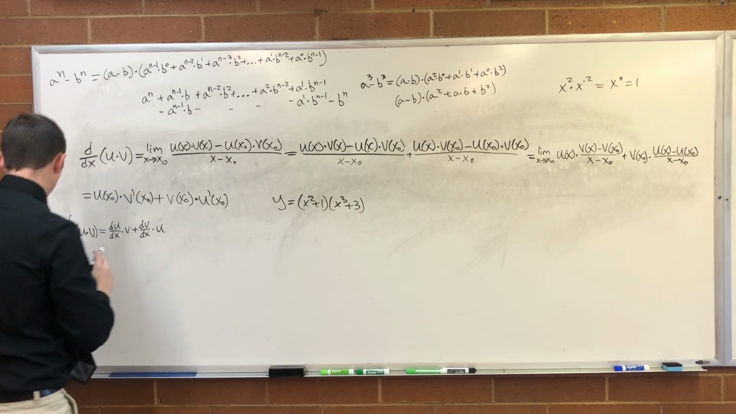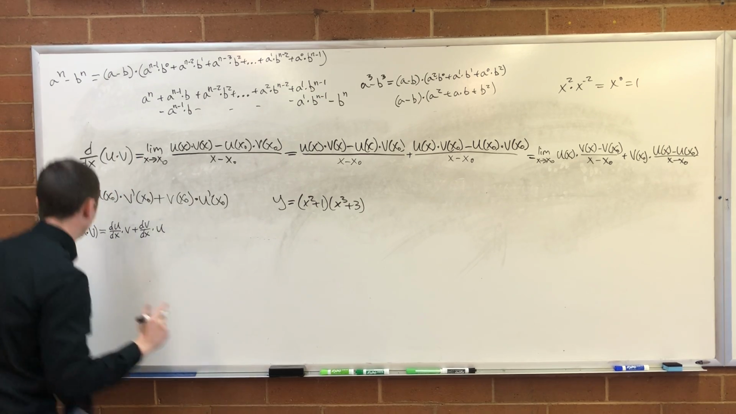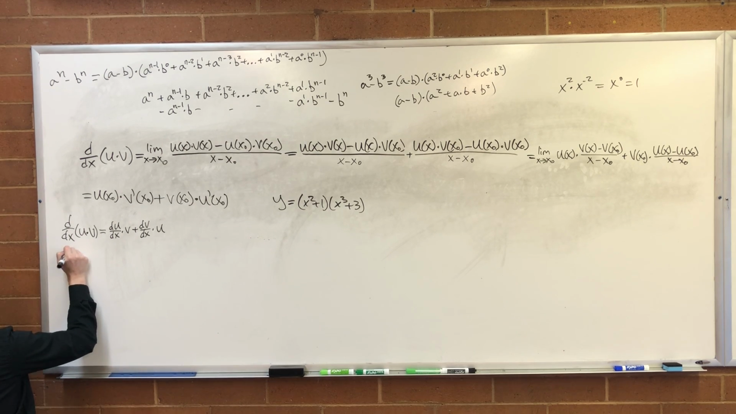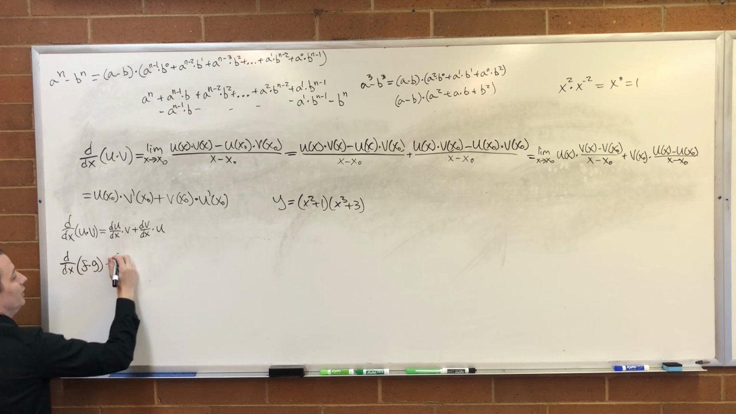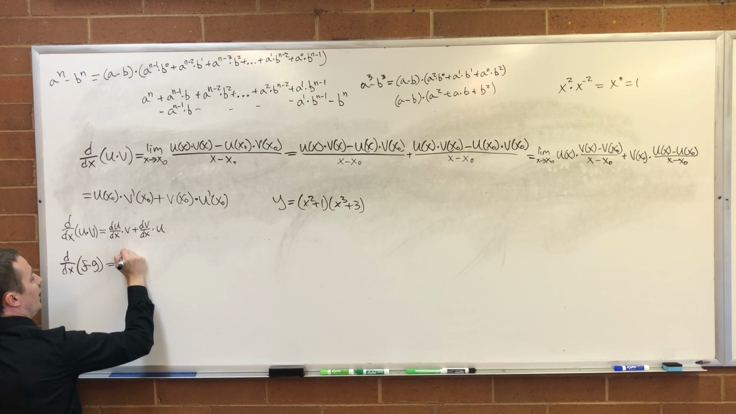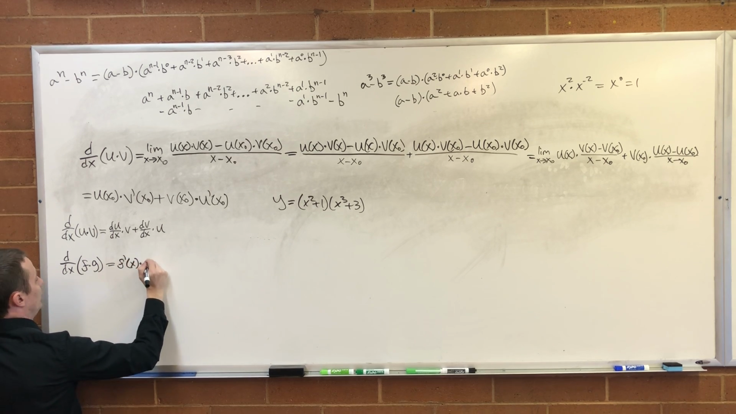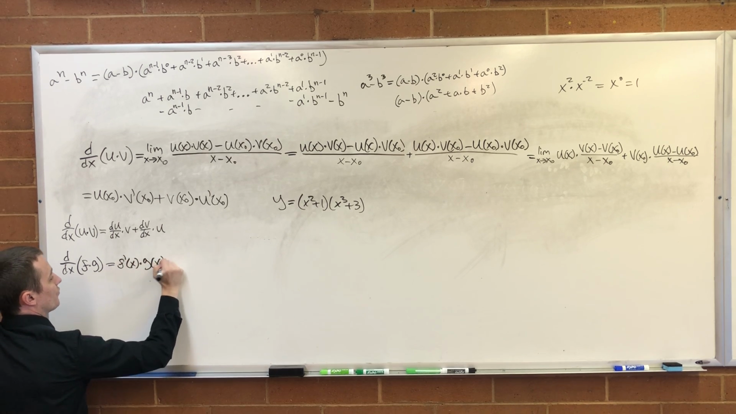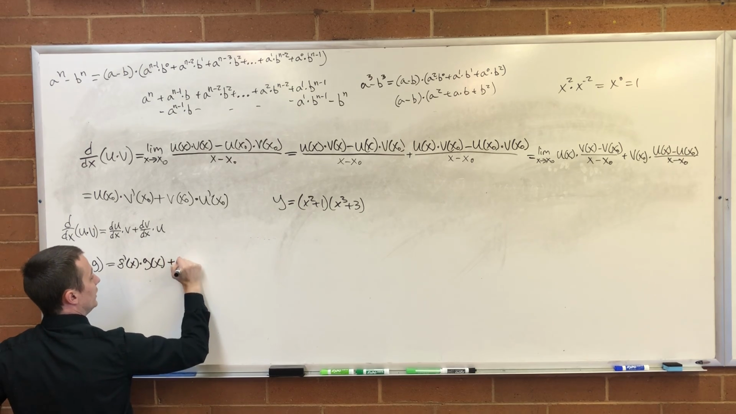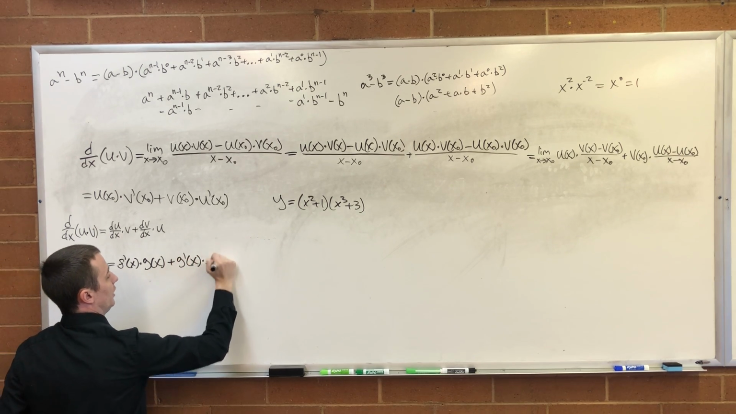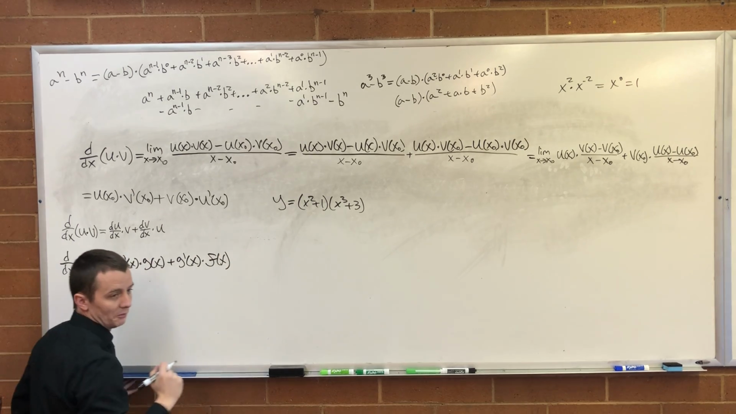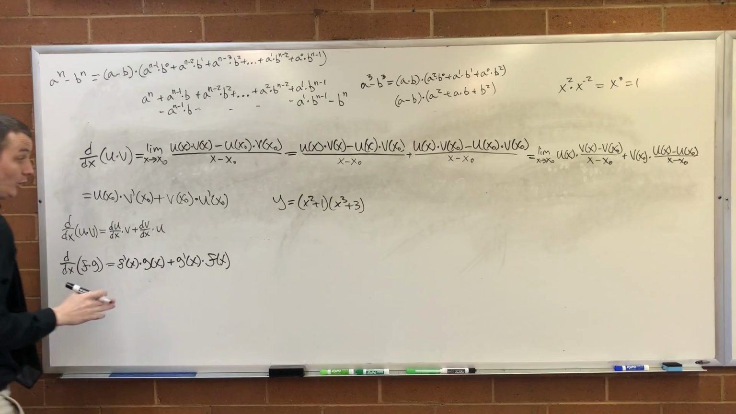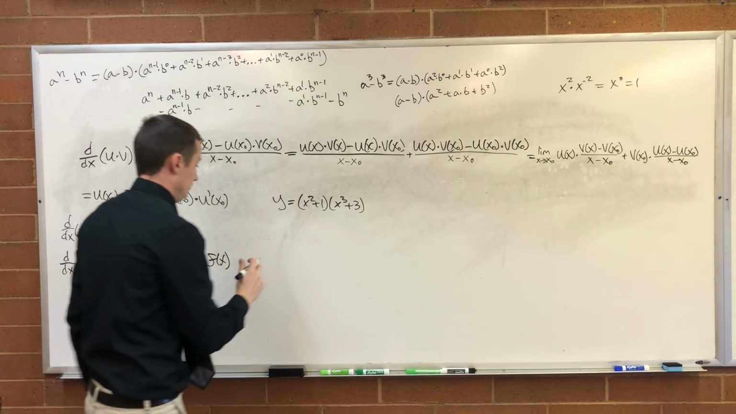Let me write the formula one more different way, maybe this will help also. So the derivative with respect to x of f times g, the product of two functions, is equal to f prime of x times g of x plus g prime of x times f of x. Same thing, right? Okay.